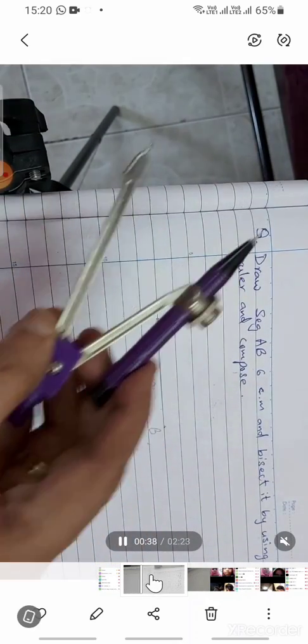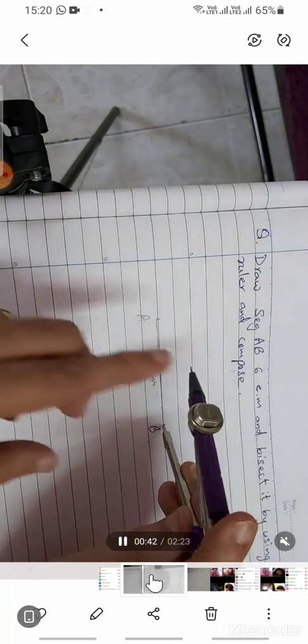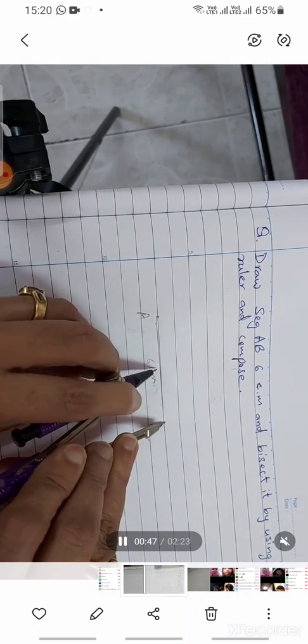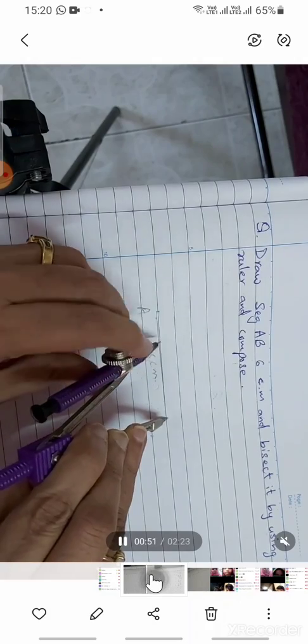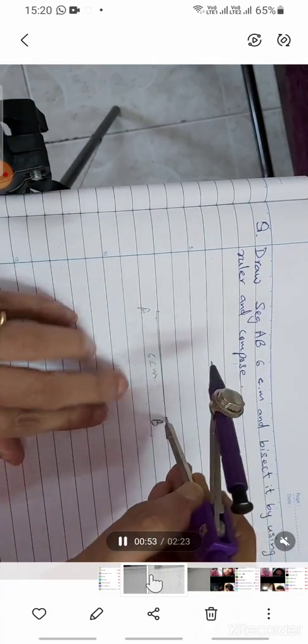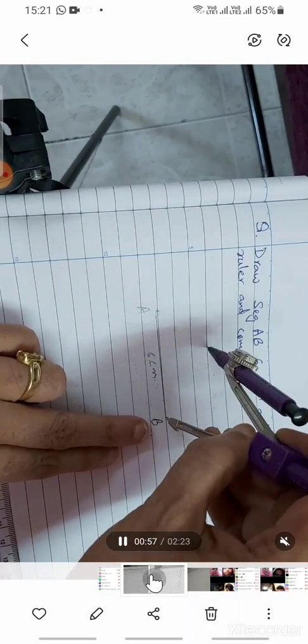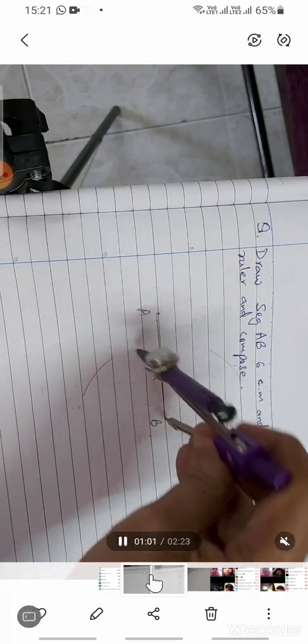So this is our compass. What we will do, we will put point of a compass on B and we will take distance more than half of AB. Okay, more than half of AB. Now I will cut an arc on upper side and on the lower side.